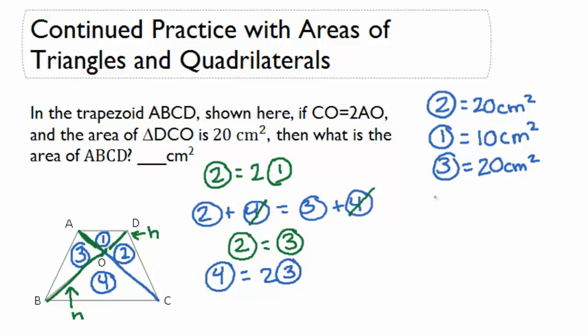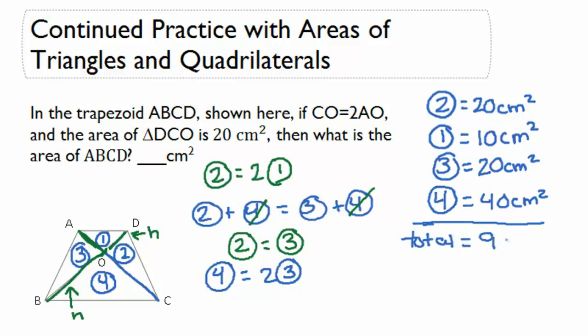So now we can add to our list that triangle 4 is twice as big as triangle 3, which was 20 centimeters squared, and 20 times 2 is 40 centimeters squared. So triangle 4 is 40 centimeters squared. Now that we have our 4 triangles, we can add them up to find the total, which is going to be equal to 90 centimeters squared. So we can say that the whole trapezoid with all 4 triangles together will have an area of 90 centimeters squared.